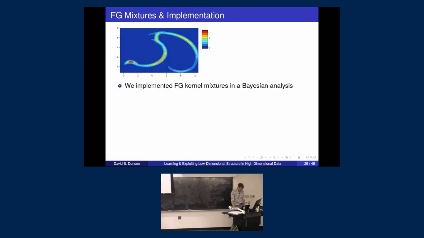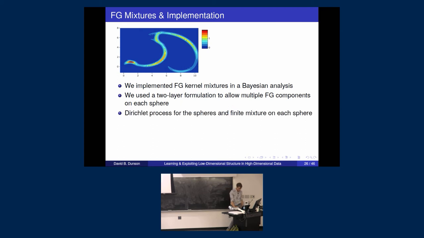Okay. So we implemented this in a Bayesian analysis, these kernels instead of Gaussian kernels. And we noticed it was important to be able to actually have the density in closed form for mixing of the Markov chain Monte Carlo method. If we wrote it indirectly through multiple layers, that would have been really a lot worse. We used a two-layer formulation to reuse the same spheres, and so we didn't have to have too many spheres. But it was really quite a simple, basically a Gibbs sampler.